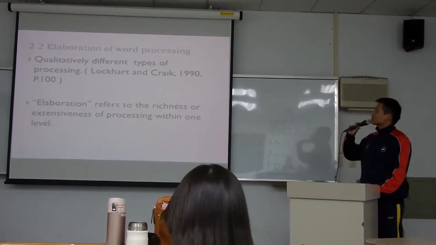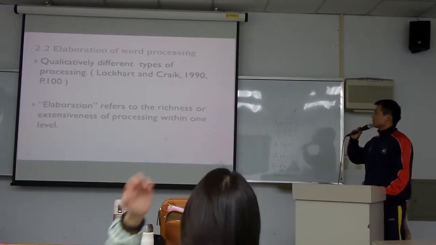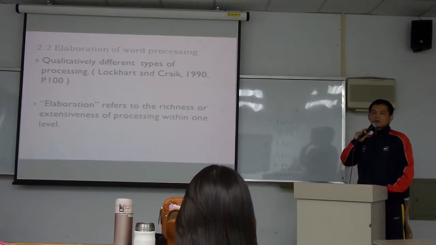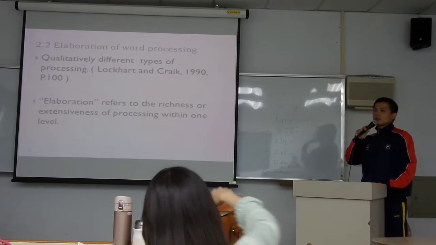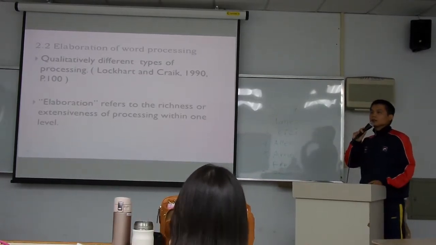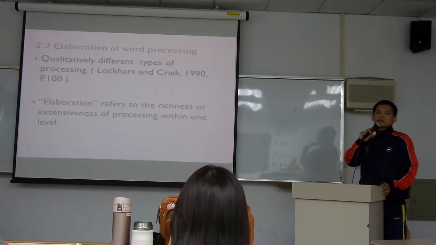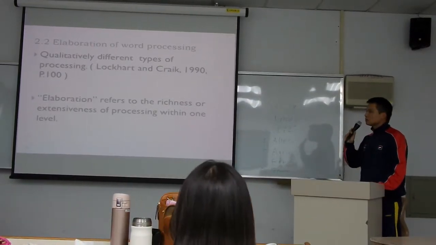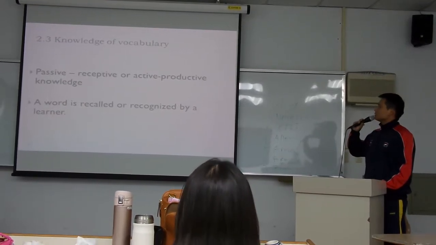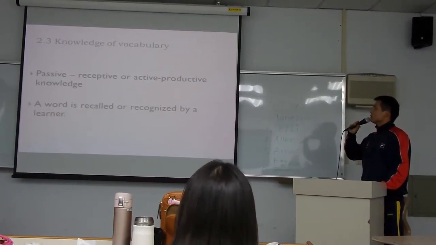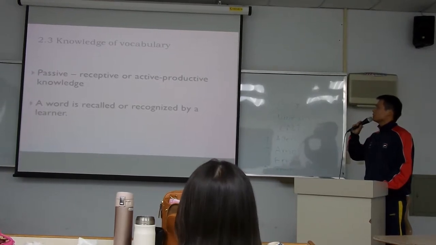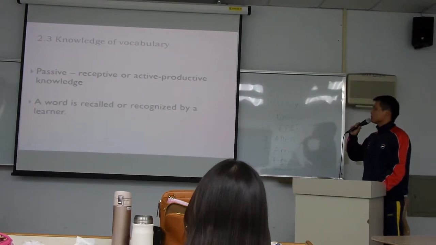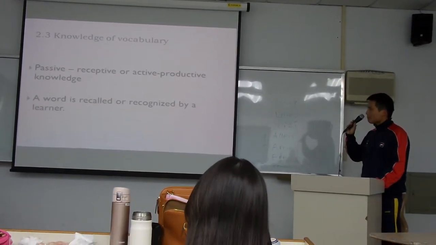The next one is the elaboration of word processing. In this part, I want to focus on what researchers can do to help English learners retain the word via elaboration of word processing. There are 4 kinds of knowledge of vocabulary: passive, receptive, or active productive knowledge, or a word is recalled or recognized by a learner.